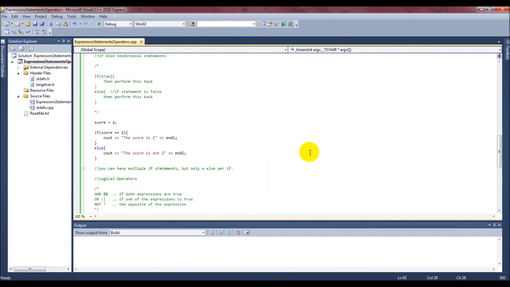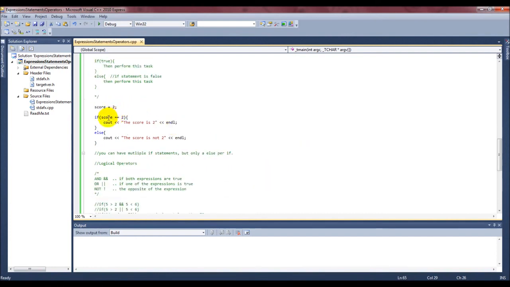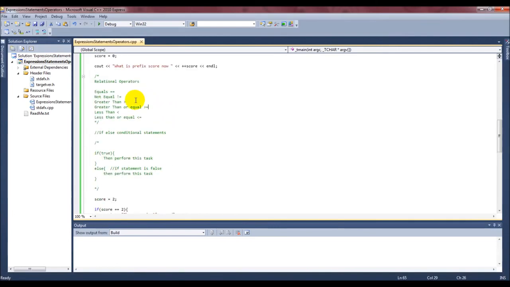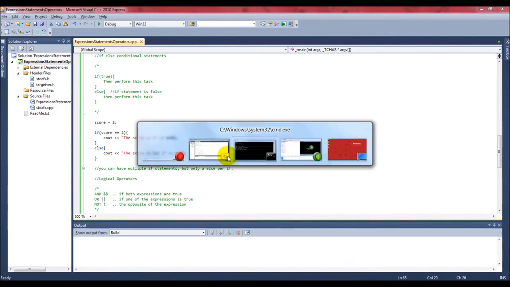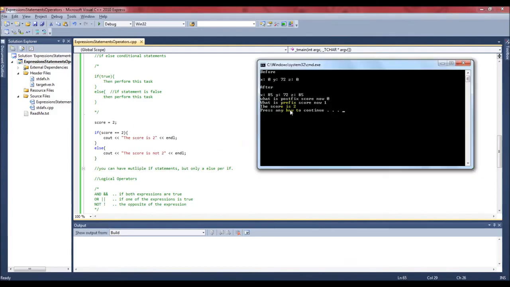Here's an example. Score gets 2. If score equals 2, remember up here equals. If score equals 2, then print the statement the score is 2. If it's false, it doesn't equal 2, then you print the score is not 2. And as you can see here, we printed the score is 2 because I assigned 2 to score and I tested it and it was true. So therefore I made a print statement that score is 2. Okay?